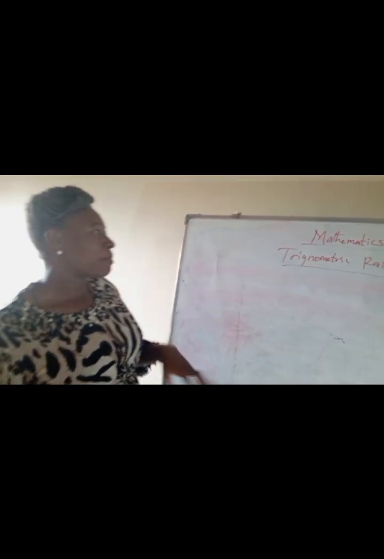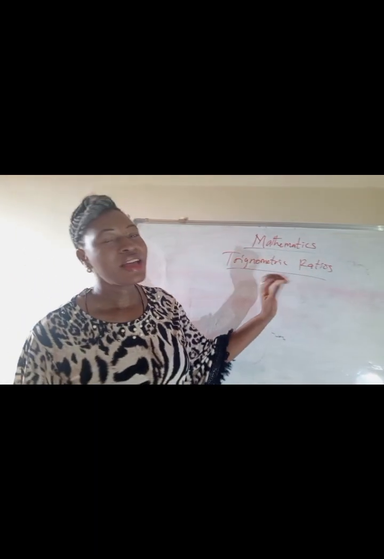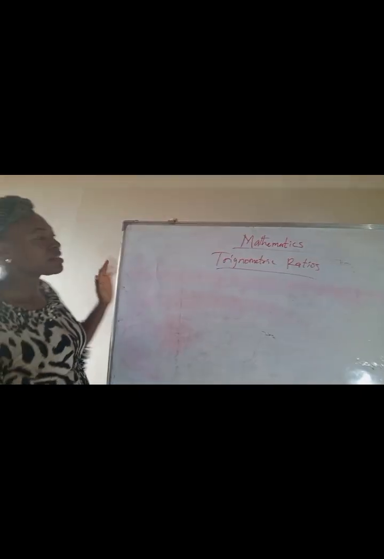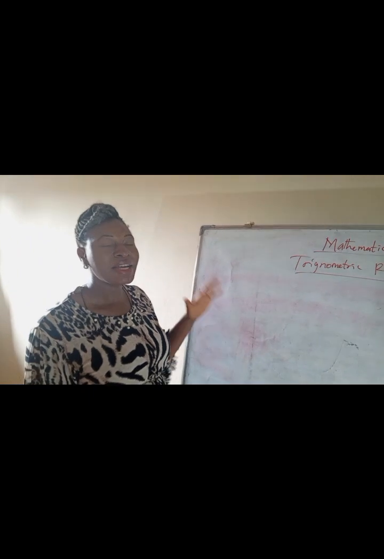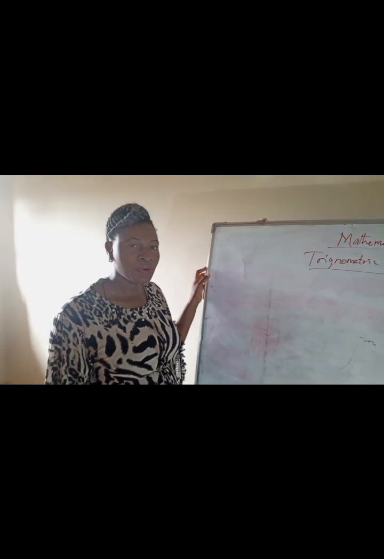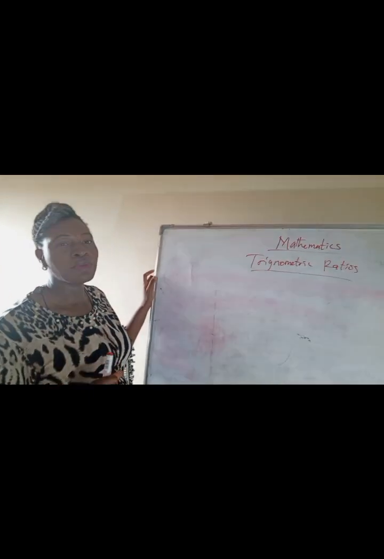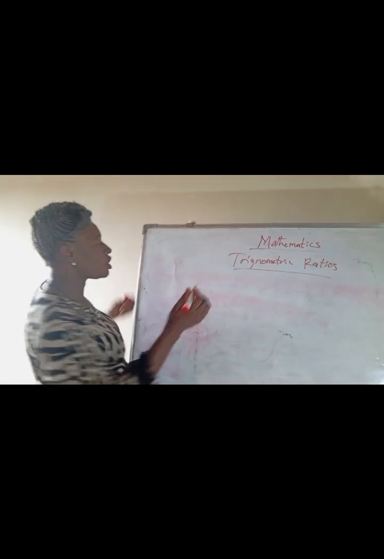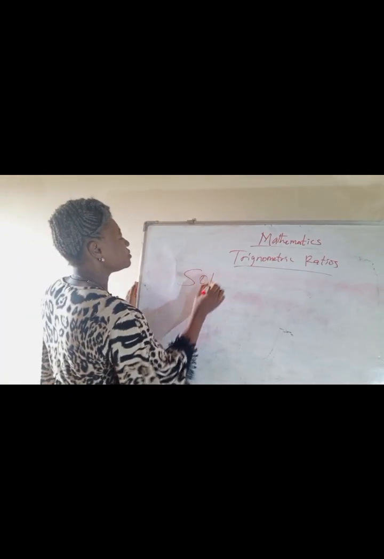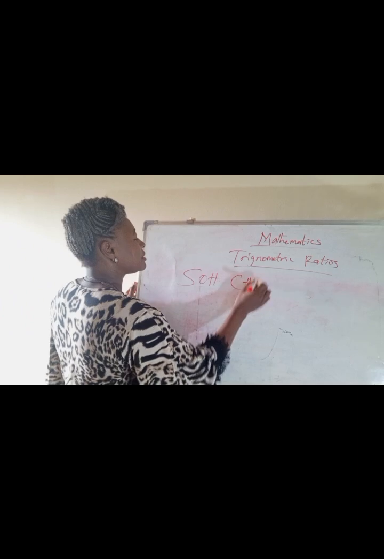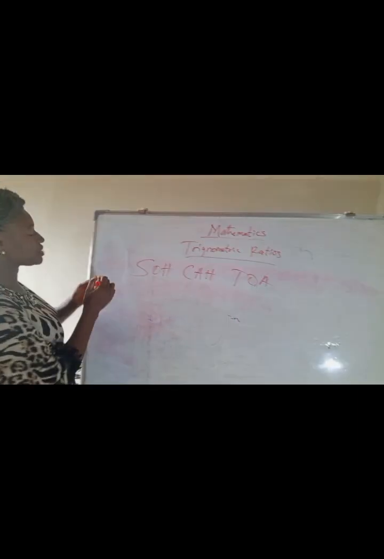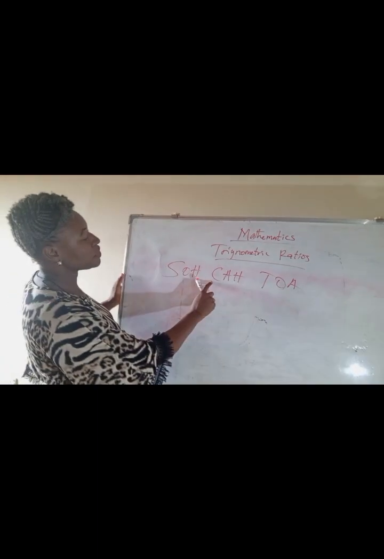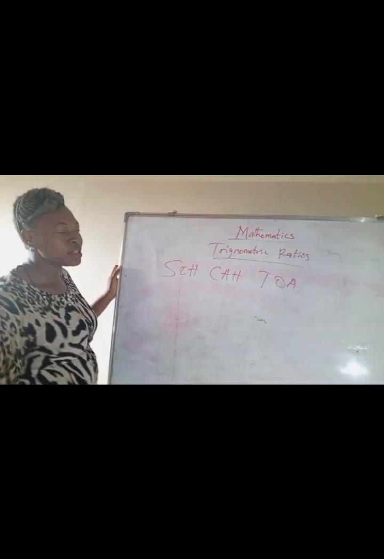Today we are going to talk about trigonometric ratios. Trigonometric ratios are the ratios of sine, cosine and tangent of angles. Now there is an acronym that we use that we call SOHCAHTOA. The S stands for sine, C stands for cosine, T stands for tangent.